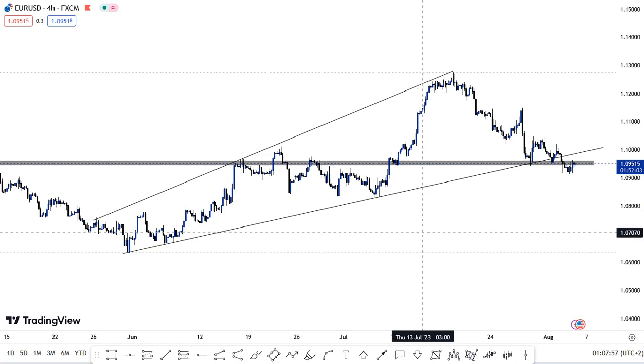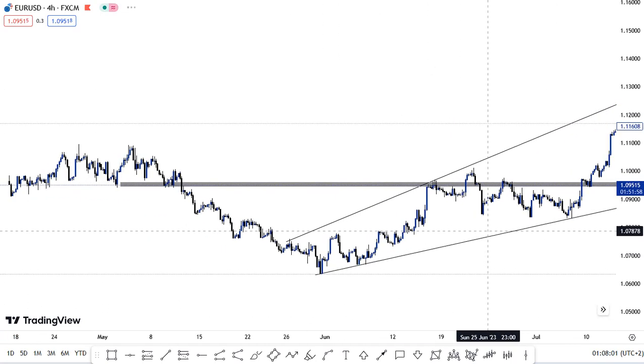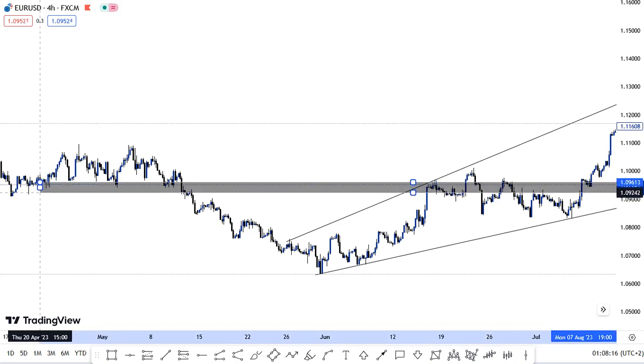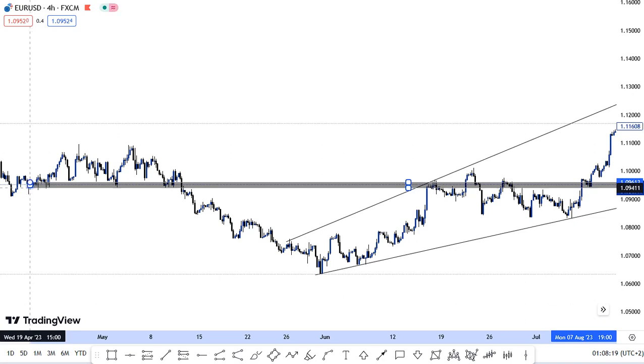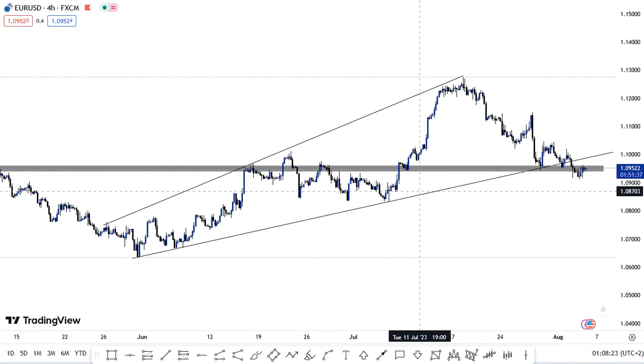So this level is now broken, bro. It's now broken, as you can see, and we've been respecting it ever since. Check from May, we've been respecting this level hard. So I wanna adjust it to here to see that it's proper. So now we broke it.